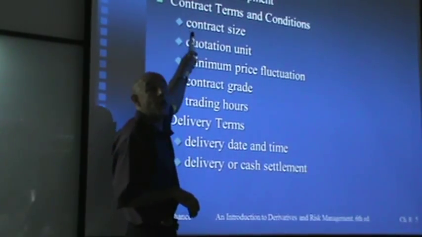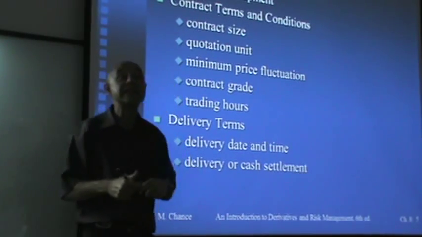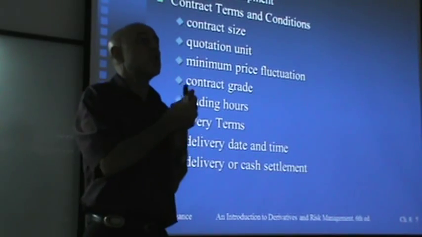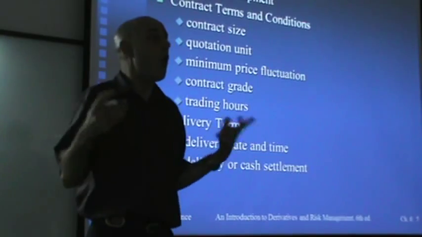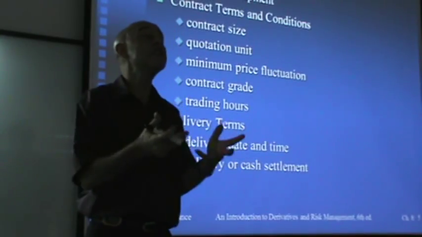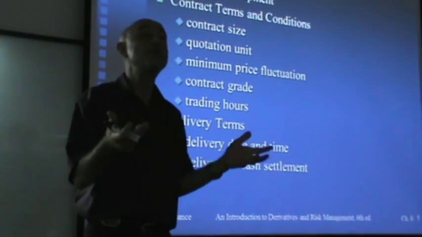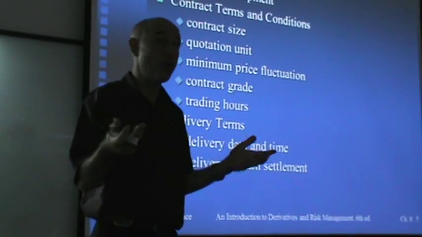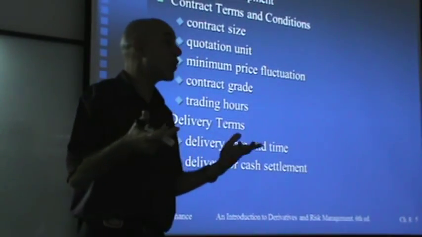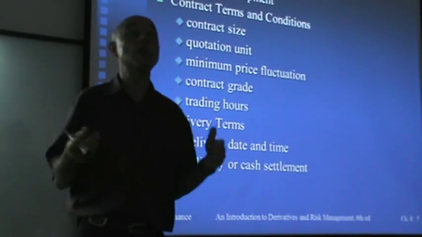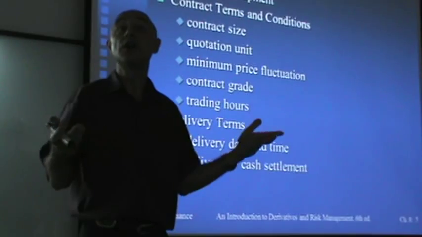So, what are the contract's terms and conditions? The first main one, anytime you trade or anytime you hedge, is the contract size. What's one contract's underlying size? For oil, it would be 1,000 barrels of oil. That will be the standard contract for oil. If it's bonds, maybe 1 million worth of bonds. If it's gold, it's going to be 100 ounces of gold.